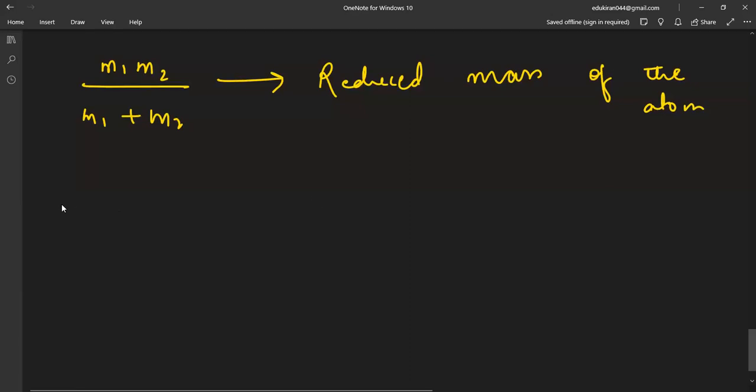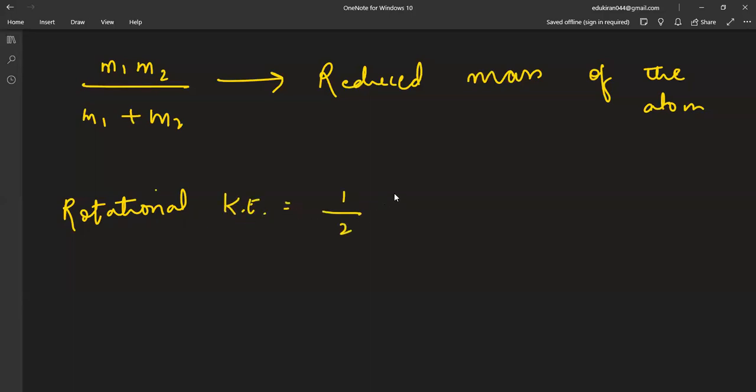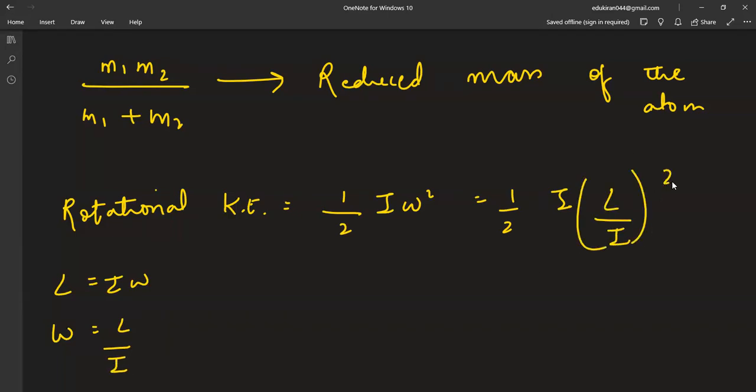Now see, when we are talking about the rotational kinetic energy, this is half I omega square. I is the moment of inertia, omega is the angular velocity. So L is equal to I omega. From here, omega can be written as L divided by I. So this can be written as half I into L divided by I whole square. I will be cancelled. So this will be equal to L square by 2I.